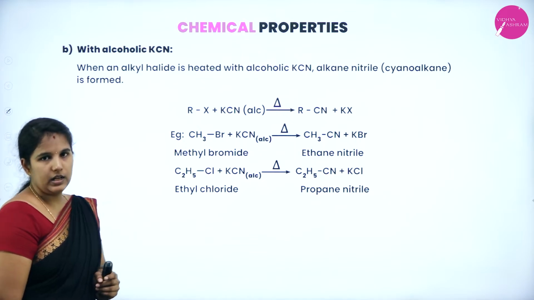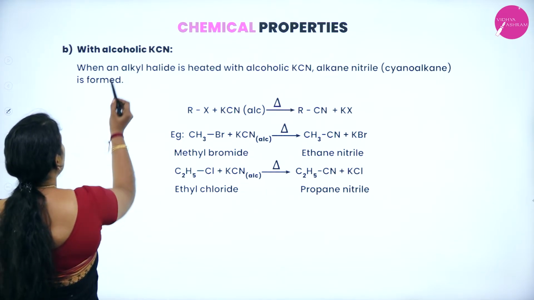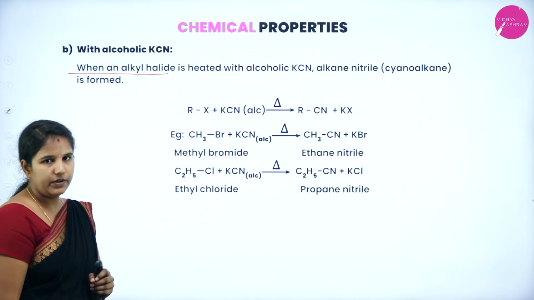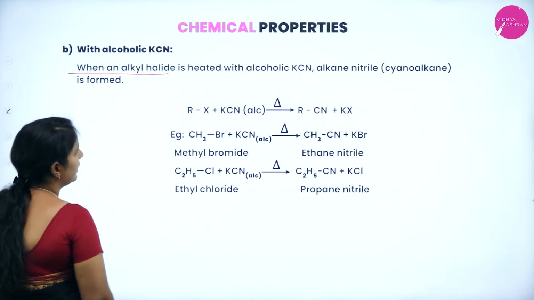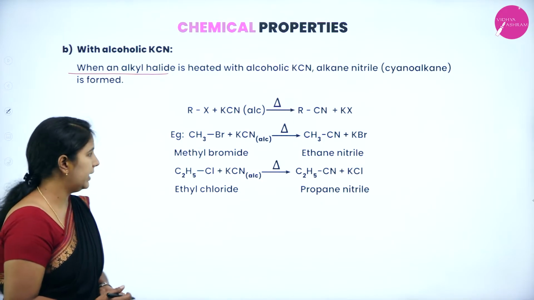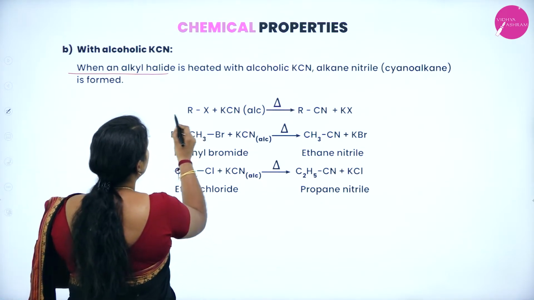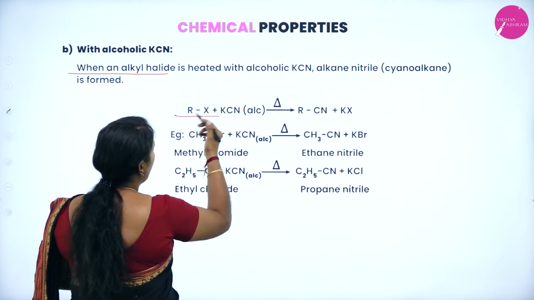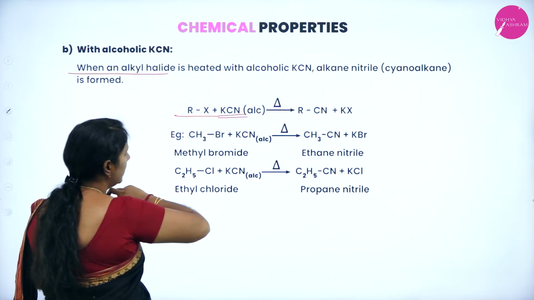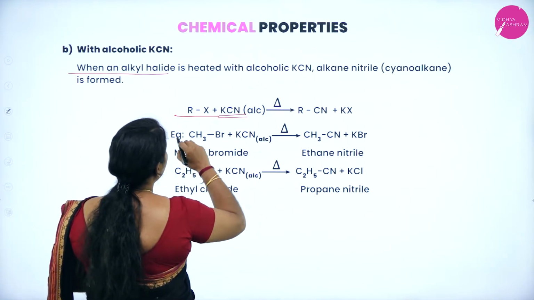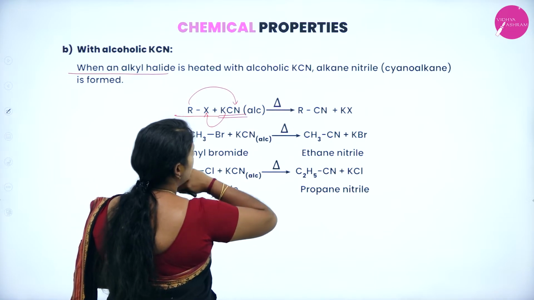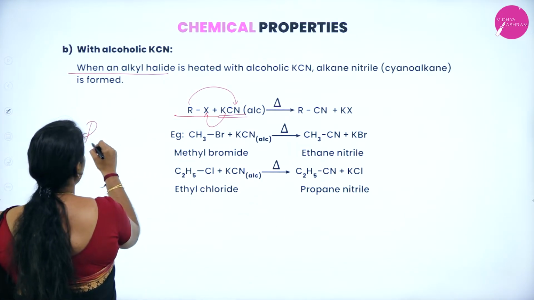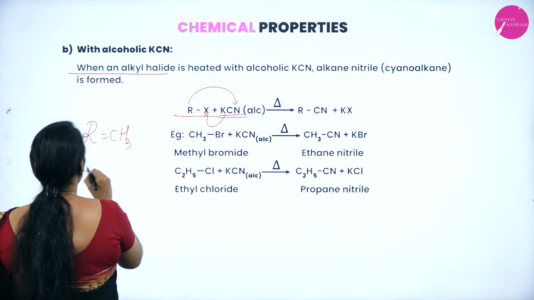With alcoholic KCN, let's see how the reaction forms. When alkyl halides are treated with alcoholic potassium cyanide, alkyl nitriles will be formed. Alkyl nitrile is also known as cyanoalkane. We'll see the general reaction. RX, a general representation of a haloalkane, is treated with KCN, potassium cyanide, upon heating. The R combines with the CN to form RCN, and K combines with the X to form KX.